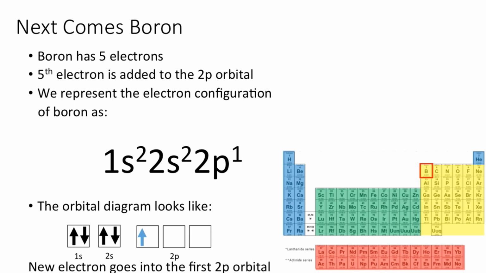In the orbital diagram, we're going to actually have to show all three possible p sublevel orbitals, but we're only going to have the one electron in the furthest left orbital. It's going to have an upward spin.